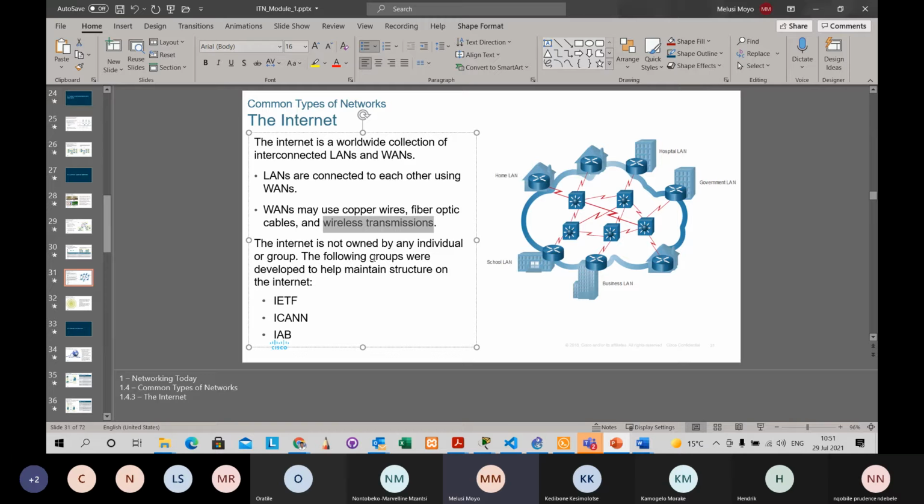So the internet is not owned by any individual or group. The following groups were developed to help maintain structure on the internet. So nobody owns the internet, right? You just have organizations that kind of control what's happening on the internet, which are the IETF, ICANN, and then IP.